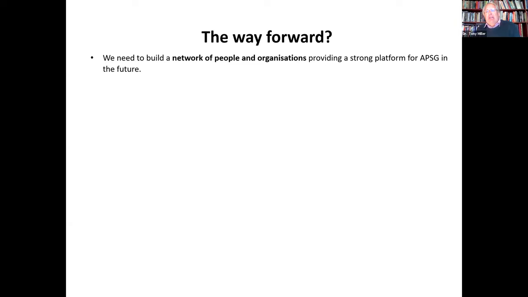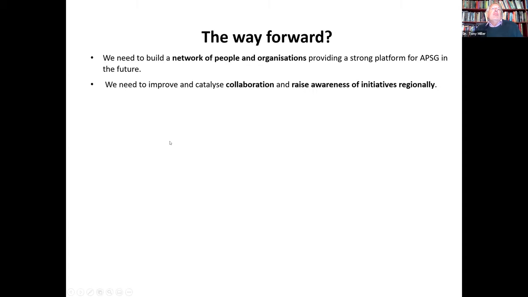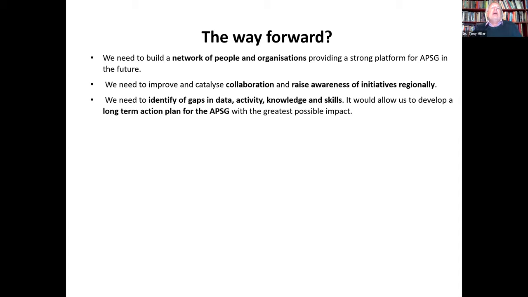So clearly, the idea of the Arabian Plant Specialist Group is to build a network of people and organizations. This is one of the clear priorities. We need to improve and catalyze collaboration and raise awareness of initiatives regionally. It's interesting that there are various things going on within the region that I wasn't aware of until today's talks. That again is a very important aspect.